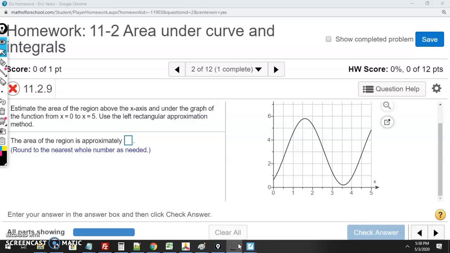Welcome to calculus, somewhat. Okay. Anyhow, we're gonna figure this one out.